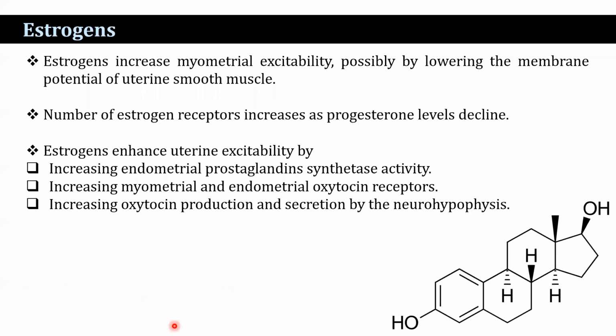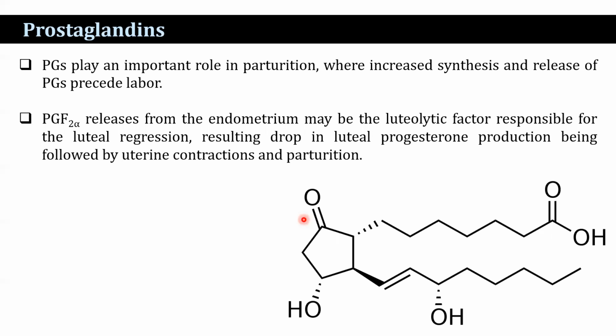Next hormone, estrogen. Estrogen increases myometrial excitability, possibly by lowering the membrane potential of uterine smooth muscle. The number of estrogen receptors increases as progesterone level declines. Estrogen enhances uterine excitability by increasing endometrial prostaglandin synthesis activity, increasing myometrial and endometrial oxytocin receptors, and increasing oxytocin production and secretion by the neurohypophysis. Next, prostaglandin.